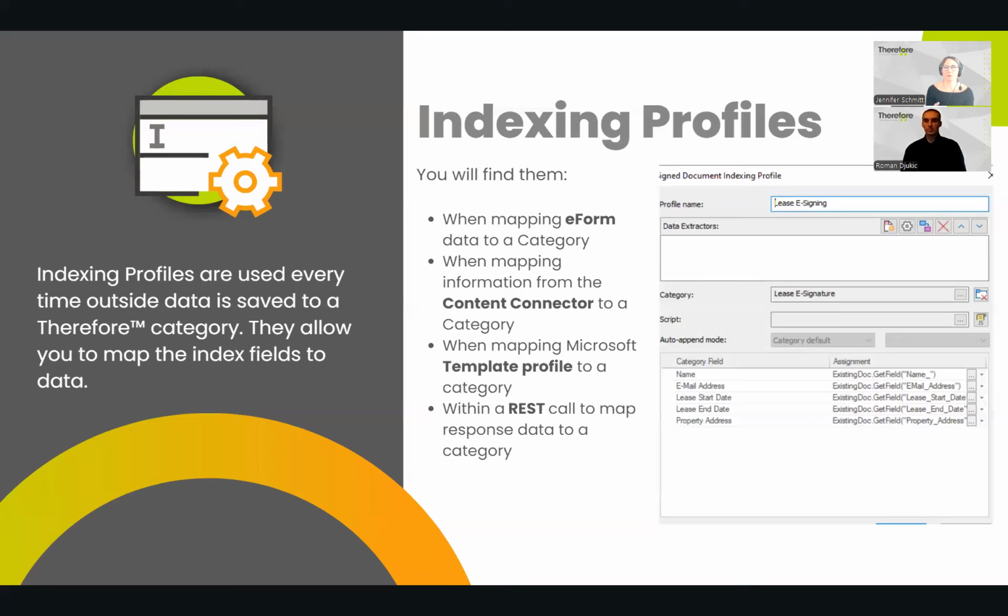You encounter them when using an eForm, when mapping the eForm data to a Therefore category, when mapping information from the content connector to a category, from a template profile, or even within a REST call. So you encounter them everywhere. This here is an example of an indexing profile. And you can see here, you can add the script right here on this little JS.